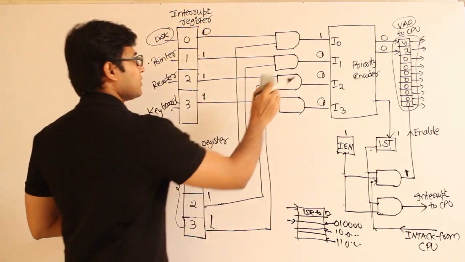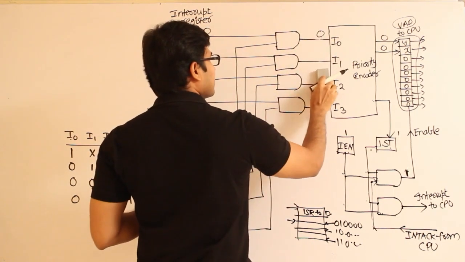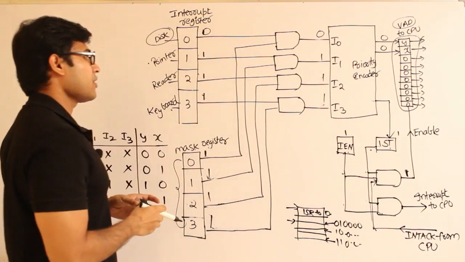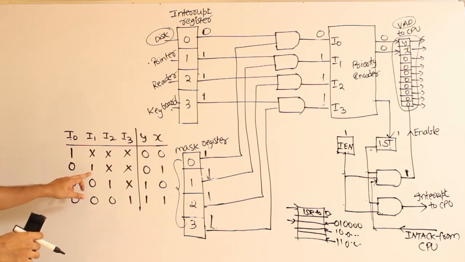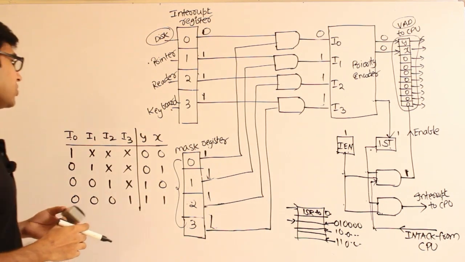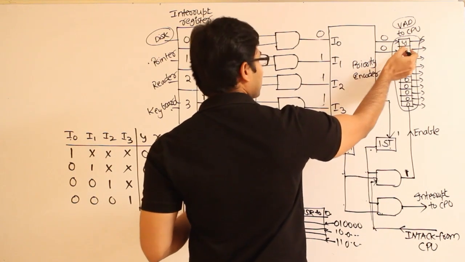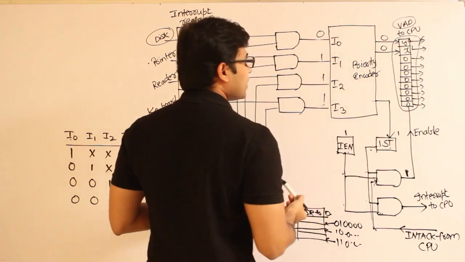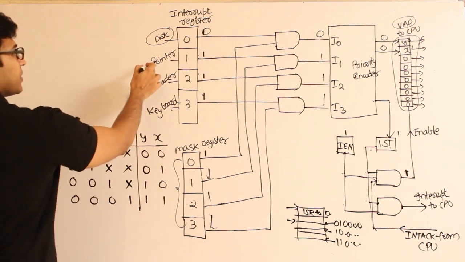So assume that disk doesn't need service and these three devices need service. Then disk will get 0 and these three will get 1, right? Now according to the priority encoder, disk doesn't need it and the printer needs it, and for these two we don't care. Then what will be the output? The output will be 1 0 0 1, right? Which means here you get 0 and here you get 1. So the one which will be processed is the printer.